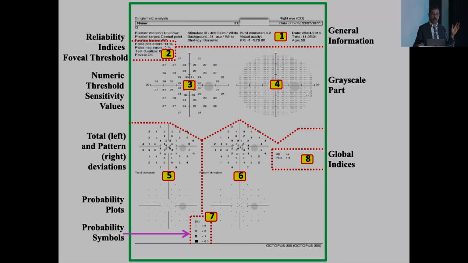Then you have the total deviation, then you have the pattern deviation. Total deviation is inclusive of all, diffuse as well as the local defect. Pattern standard deviation is only the localized defect which is relating to glaucoma. The same thing is shown in the probability plots varying from 5% to 0.5%, and you have the global indices which tell us about how the severity is. Only based on this are we going to fix the target pressures once everything is okay.